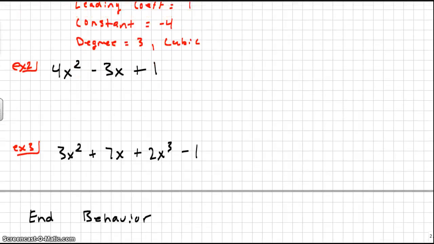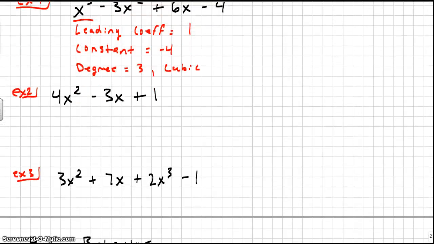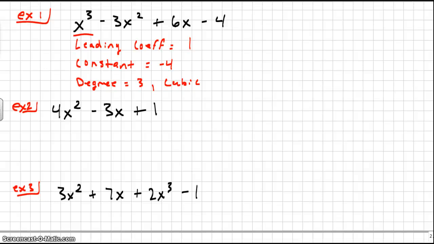Example number 2. We look again, it's in descending order. So my leading coefficient, I'm going to abbreviate, is 4. The constant in this case is 1. And the degree in this case is 2. But the special name for that is a quadratic.